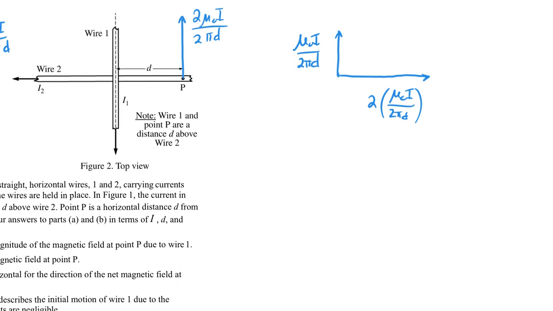So we just need the magnitude. I'm going to use the Pythagorean theorem, but I'm going to factor out the mu naught I over 2 pi d to find the net magnetic field at that point. All good? Any question about what I'm going to do? Okay. So it looks like it's going to be mu naught I over 2 pi d times the square root of 5, 1 squared plus 2 squared.